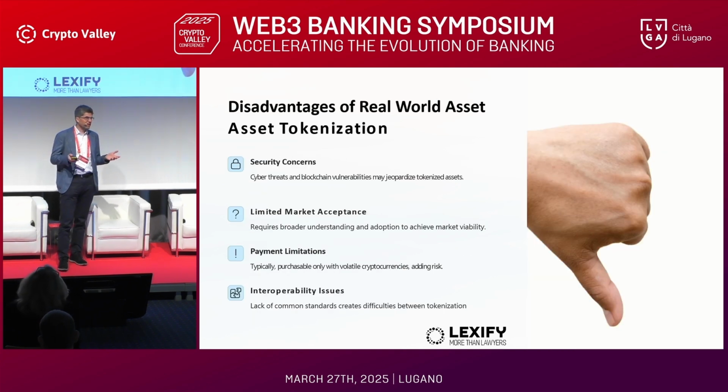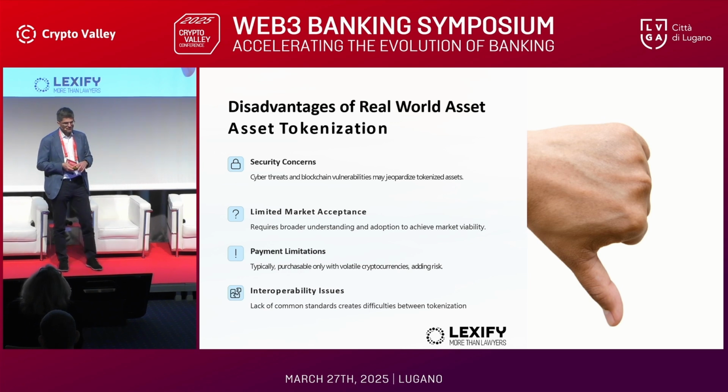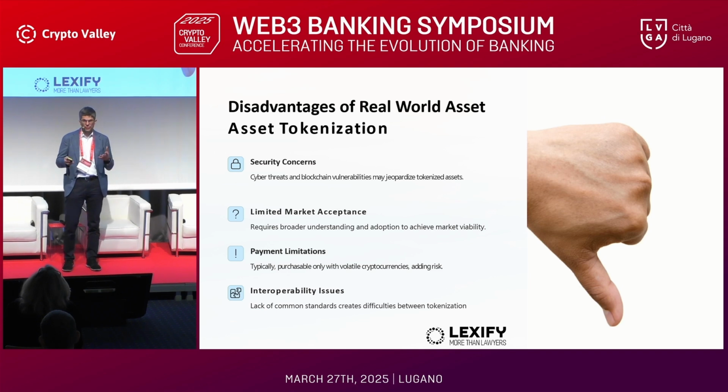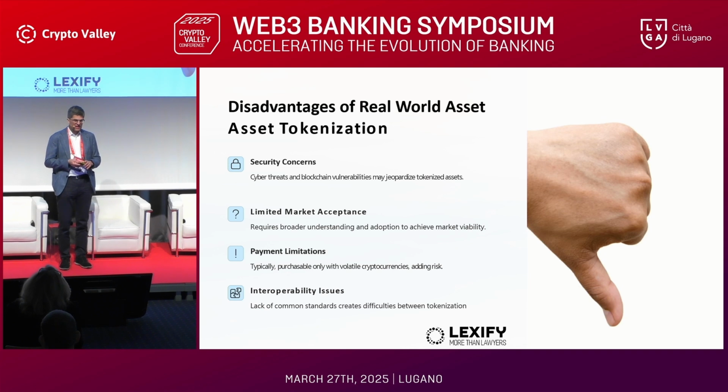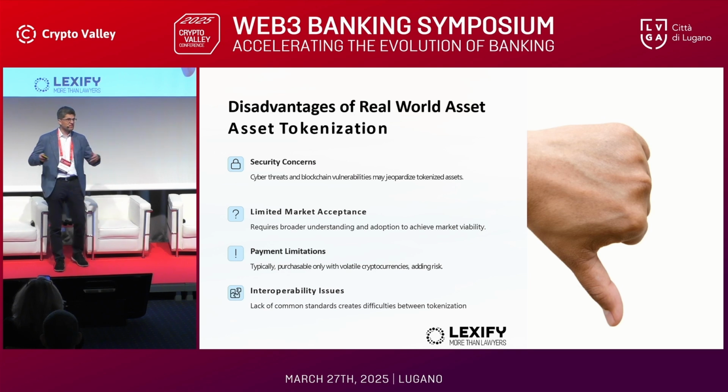There are also some disadvantages. We must be aware of it. There could be some security concerns, so we are still speaking about something digital, so we know that we have to be a little bit careful for cyber threats. There is some limited market acceptance. Nowadays, the best would be to purchase a real-world asset token with another token, which makes the experience very fast, very smooth, but not everyone has a crypto asset in his wallet, so we still need to use some fiat money that increases a little bit the complexity of the transaction.